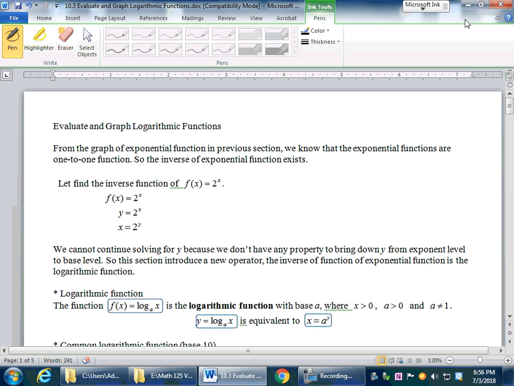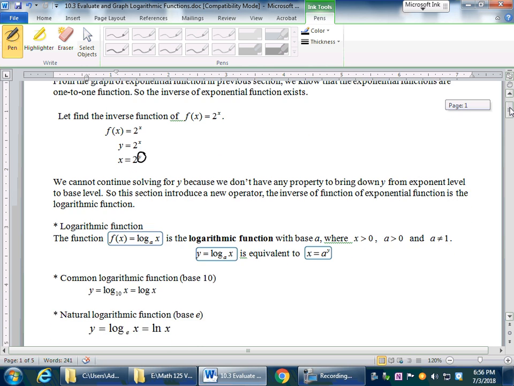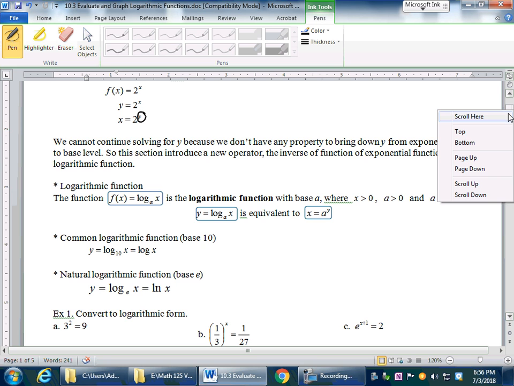So when we try to find the inverse of exponential functions, first you rewrite, for example, f of x is equal to 2 to the x power. We rewrite f of x as y, and then interchange x and y, and now we have a problem: how to solve for y by itself. So that makes us create another operator, which is called the logarithmic function, which is the inverse of the exponential functions.